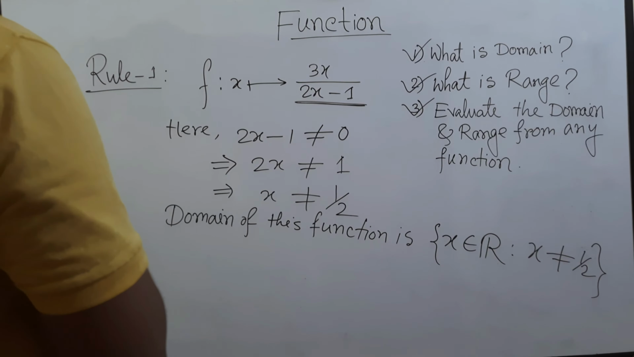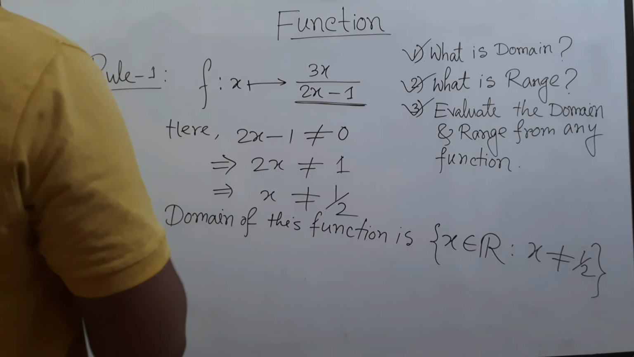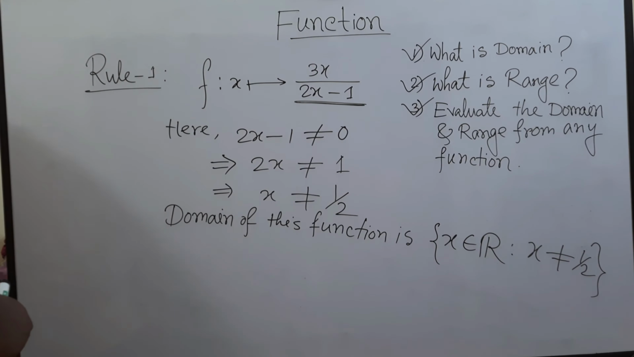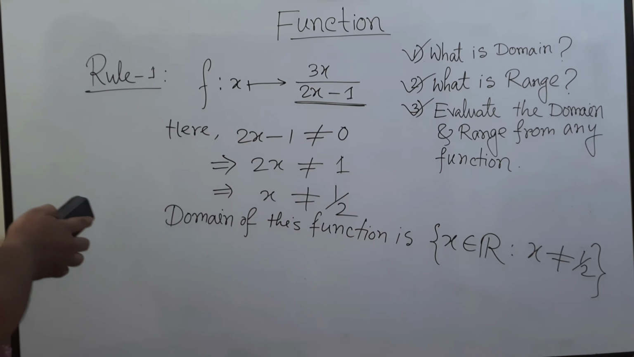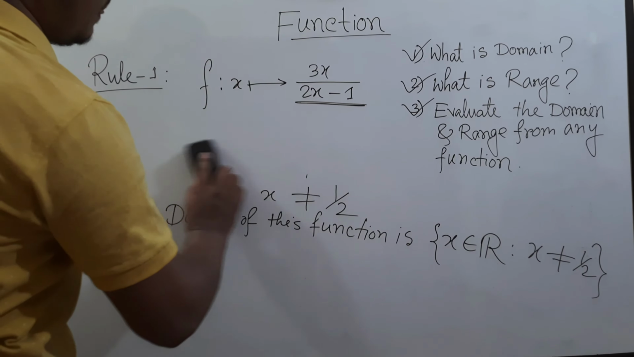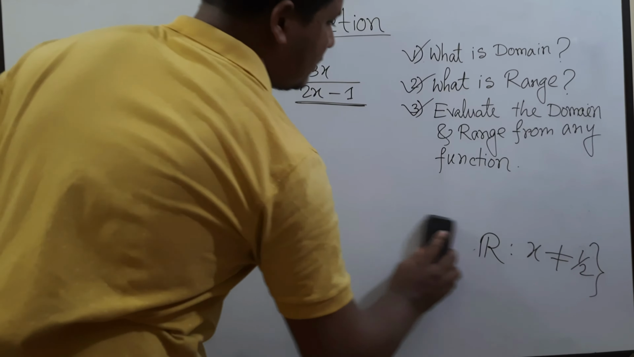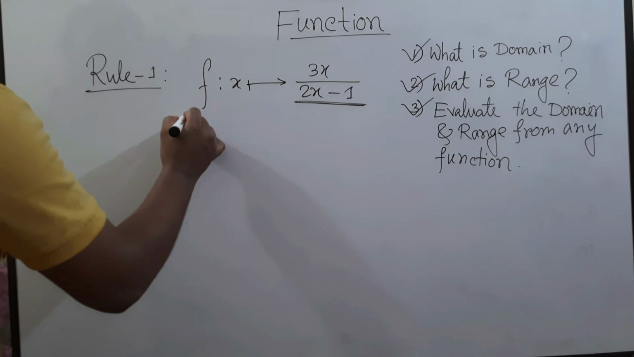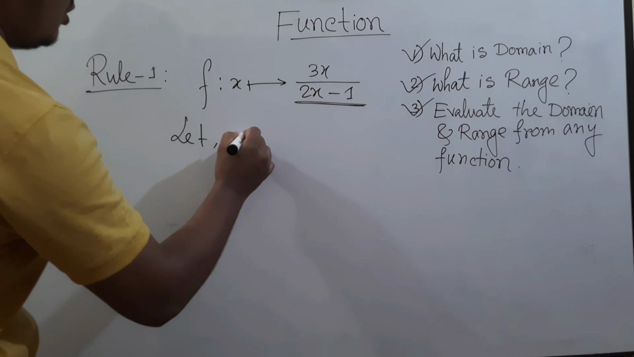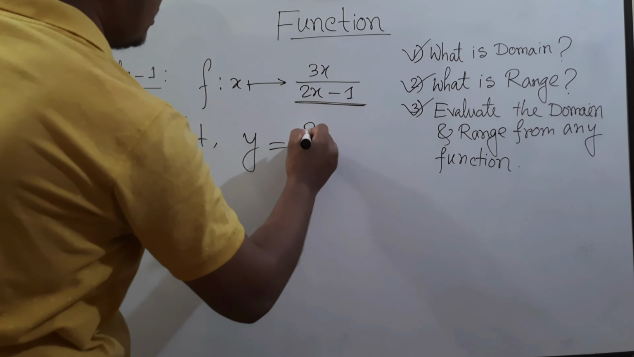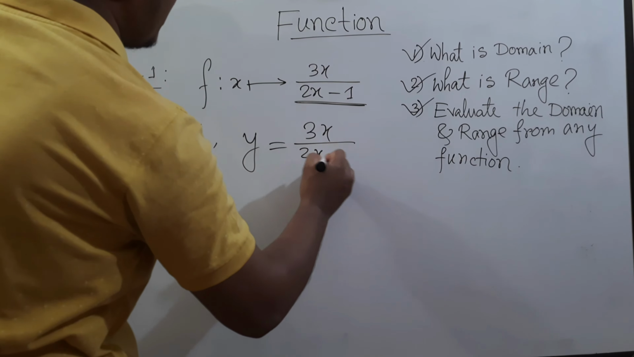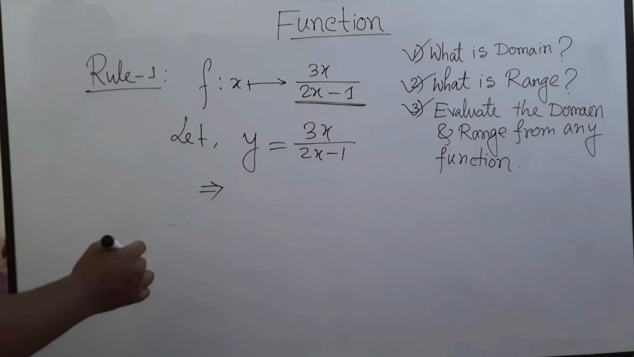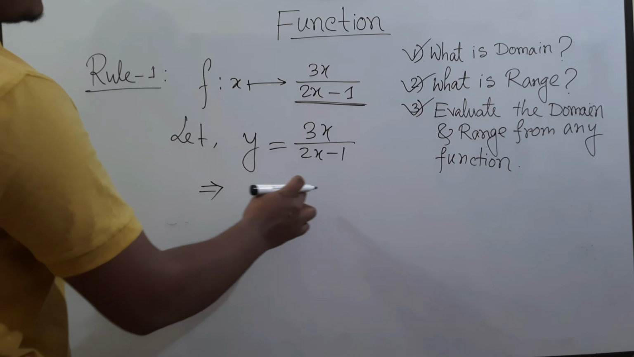So we already know the inverse function. By finding the inverse of this function, we can find the range of a rational function. Okay, now what will be the range? For finding the range, first we will find the inverse of this function. Okay, let's say y equal 3x over 2x negative 1. So you just calculate and find the value of x in terms of y.